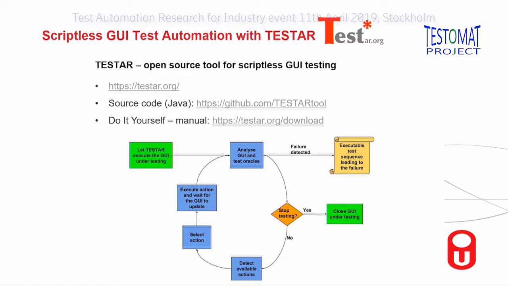So it detects what actions I can take, and selects one action using some algorithm. It could be random, it could be something more intelligent. It executes the action and waits for the UI to update. And again, it checks what's available, what happened, how my test oracles are doing.